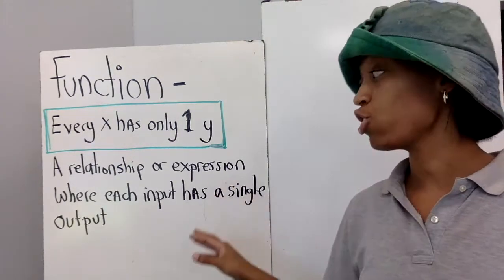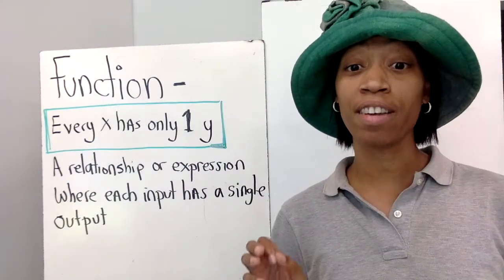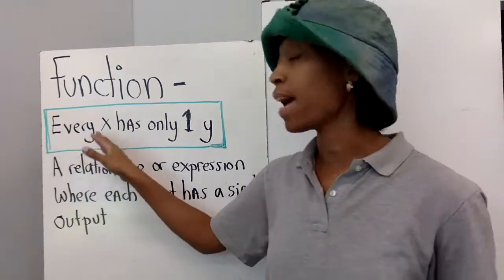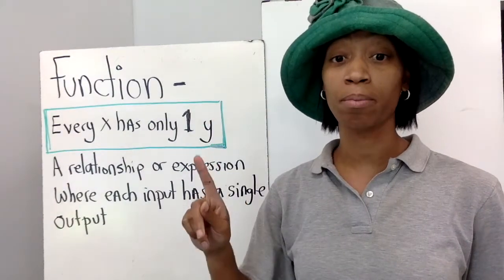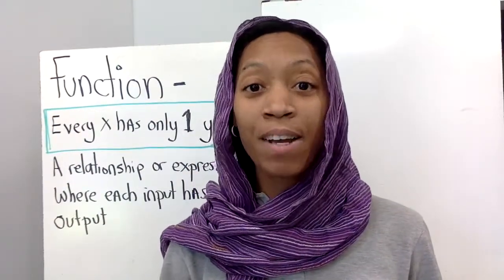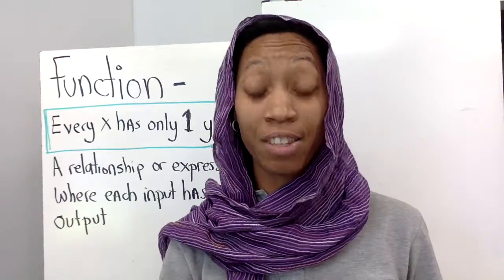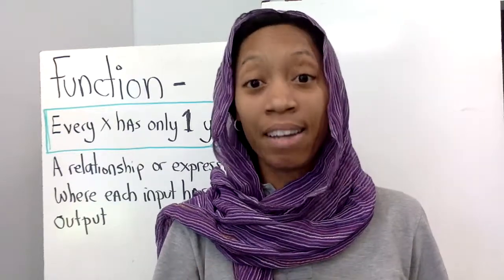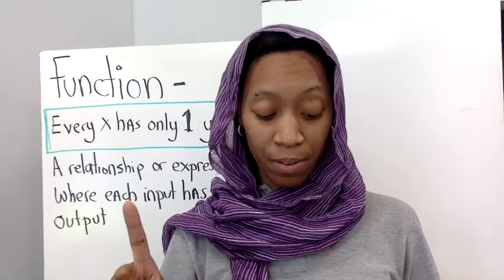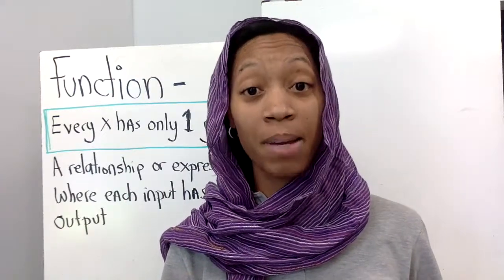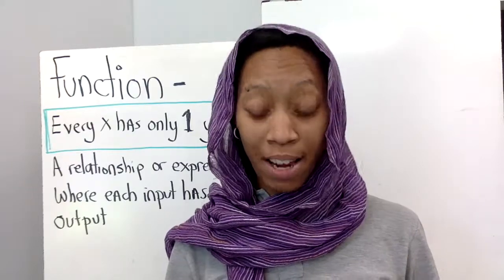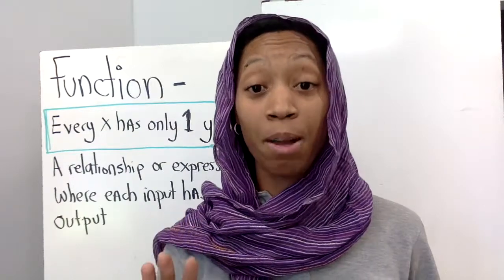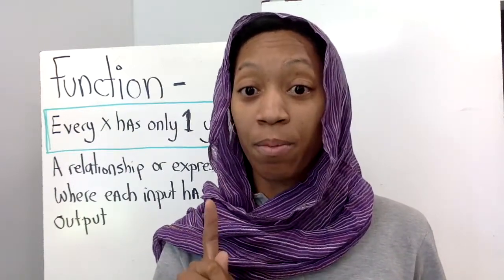A function is a relationship or expression where each input only has one output. And what you need to remember from that is that every x only has one y. This means that every x is unique, giving a new answer. So every time you choose to plug in a value for x, not only do you get an answer, but you get one answer. You can't get two answers because that would mean it's not a function. And if you plug in a number and you don't get an answer at all, then you're not allowed to plug in that number. That number is not a part of the domain, but more on that later.